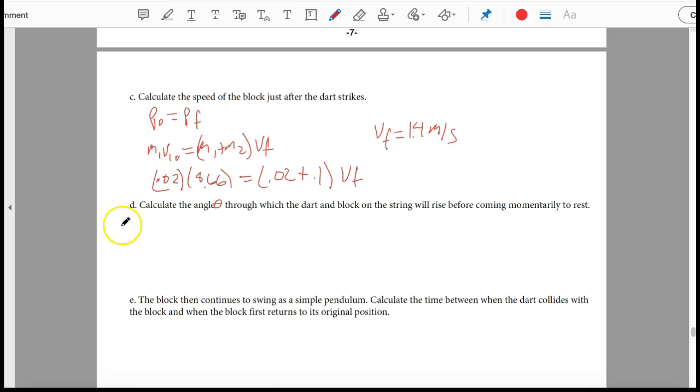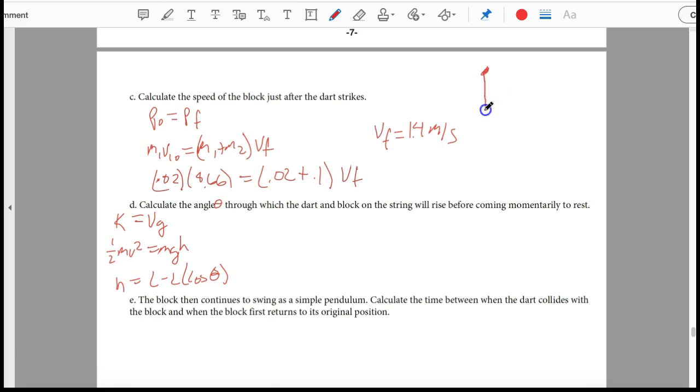First thing we need to do is find the energy here. So we know we have kinetic to begin with. We know that in the end we have potential energy due to gravity. That is 1/2 mv squared equals mgh, and our height here is equal to L minus L times the cosine of the angle. Where did that come from?